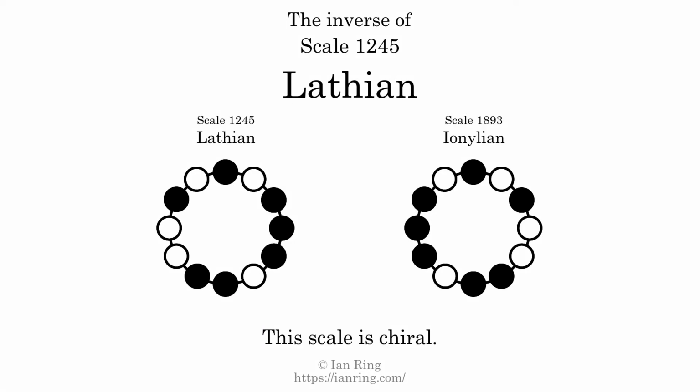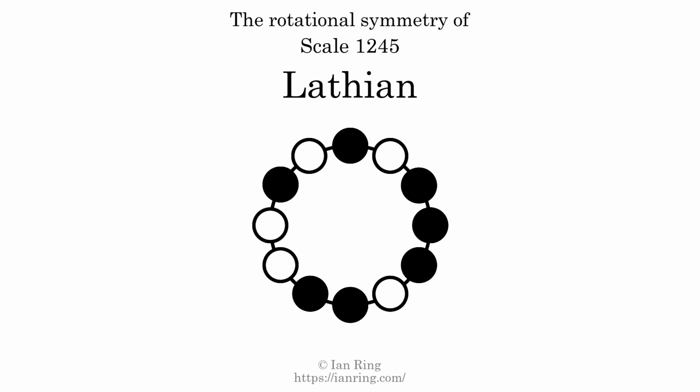The inverse of a scale is a mirror image. It is what you get when the sequence of intervals is reversed. The inverse of this scale is scale 1893, also known as Ionilian. This scale is chiral. It cannot transform into its inverse by rotational transformation. This scale has no rotational symmetry.